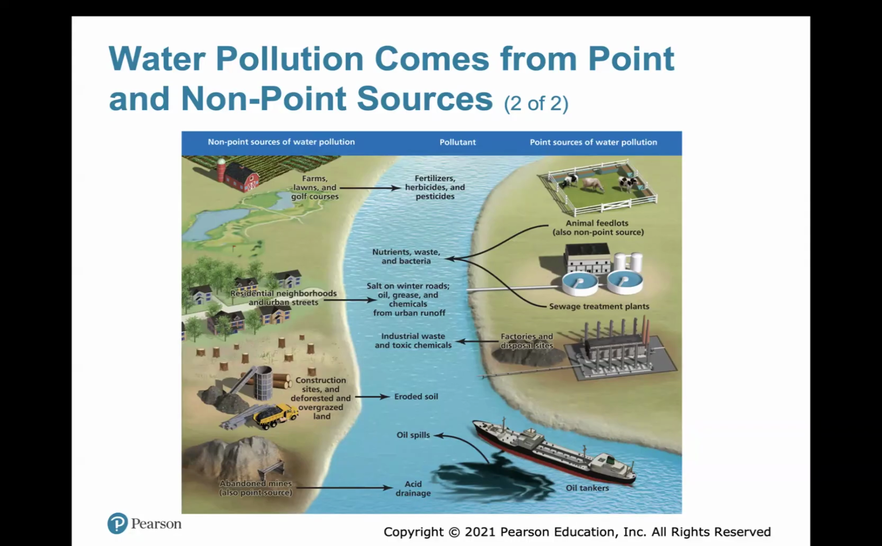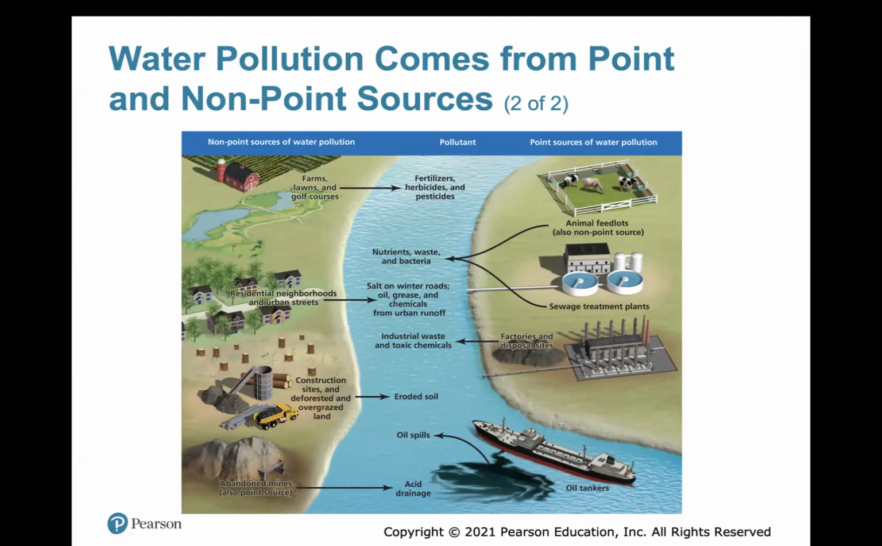So what's a point source and what's a non-point source? A point source is a discrete location that releases water pollution. So we know that it's coming from this pipe. For example, here, sewage treatment plants. We know it's coming from this pipe.